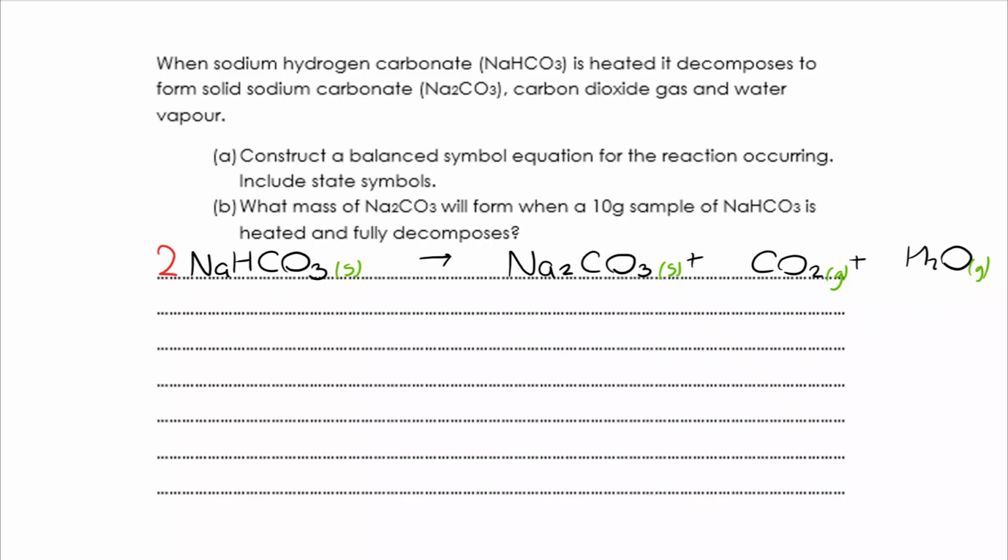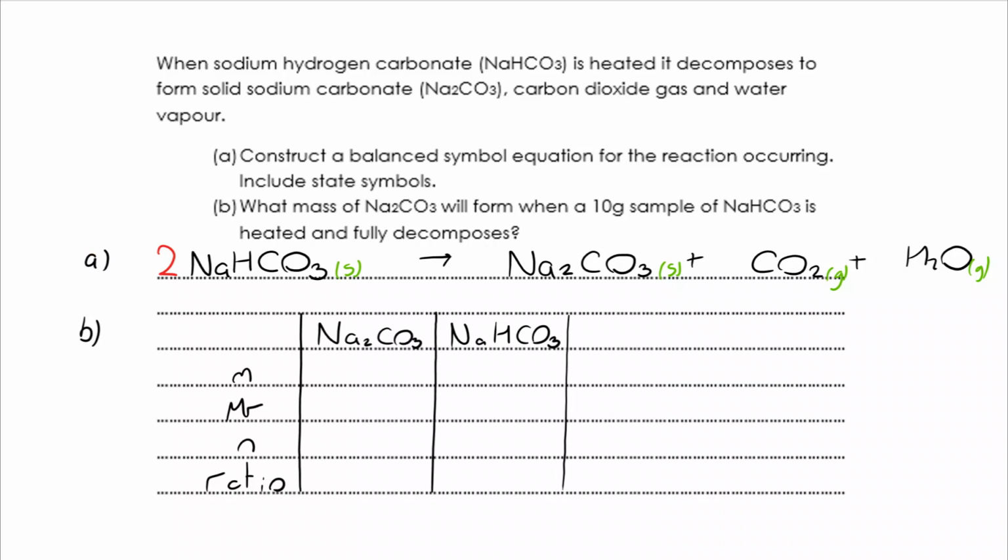At that point, I put in the 2 species I'm interested in to the table, and I build my M, MR, N ratio table below them. And I start to substitute in the data that we have. We had 10 grams of sodium hydrogen carbonate. We find its MR, which is 84. We then use M over MR to calculate N, 0.12, and we look at the mole ratio. The mole ratio of NaHCO3 to Na2CO3 is 2 to 1. So if it's 2 to 1, it's 0.12 to 0.06.